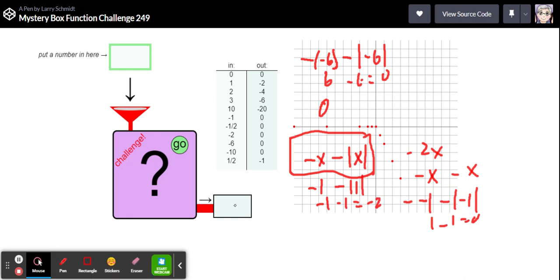I think I'm going to risk looking. Yeah, there it is. So -x minus the absolute value of x, and we can graph that. It looks a little bit like an absolute value function, just very strange slopes on our two arms.